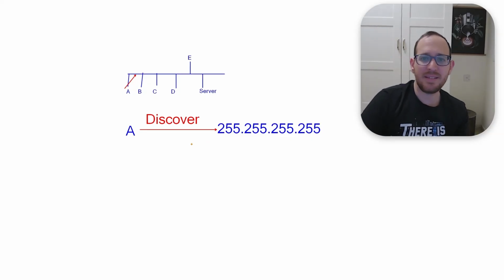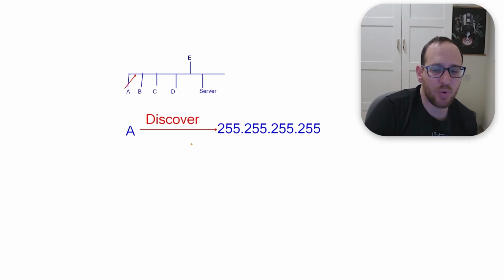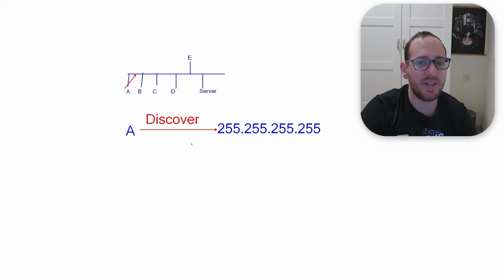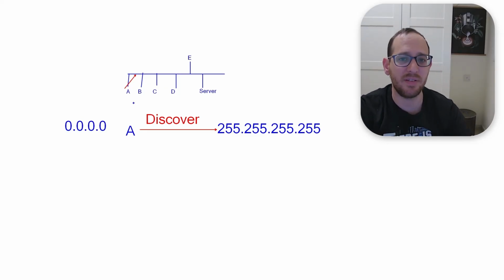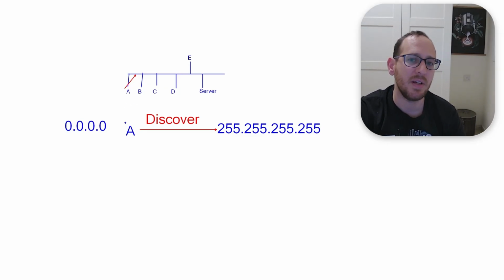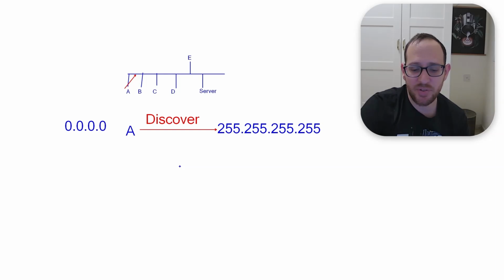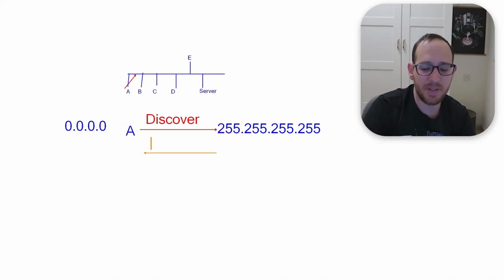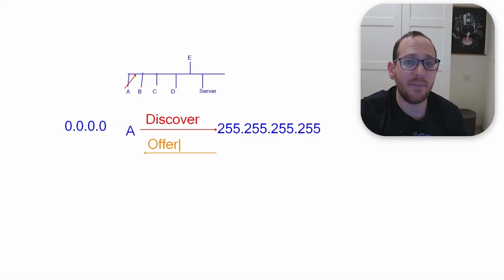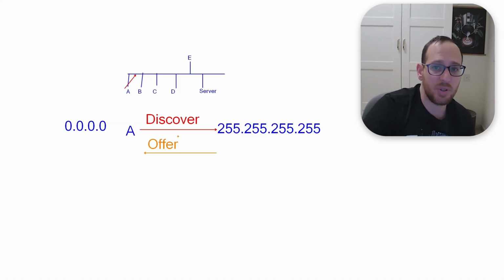All right, so it's sent to the broadcast address, but what is used as the source address? So the answer is 0.0.0.0. If you remember from the previous slide, we mentioned that this just means this host. A doesn't have an IP address yet, so it sends 0.0.0.0. Next, the DHCP server, or potentially multiple DHCP servers, reply with a response. This response is called an offer. The DHCP server or servers offer this machine a few things.